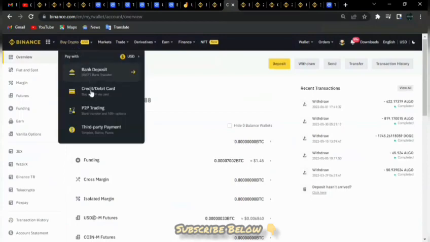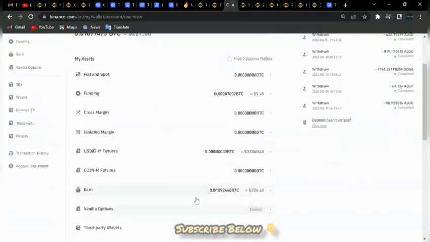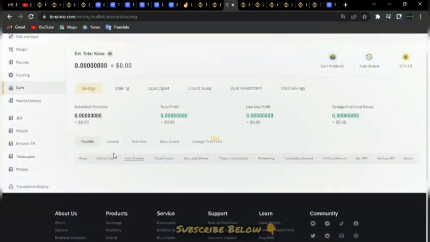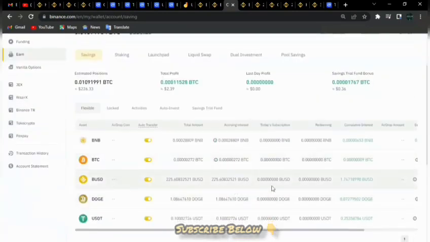You can decide to fund your account using any of the means available. You can buy through peer-to-peer function, or third party, or your credit card or debit card. Now I think I have some funds in my wallet, which is earning passive income. I'm just going to go ahead and release some funds.